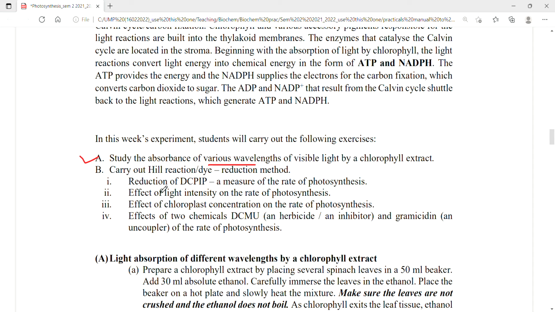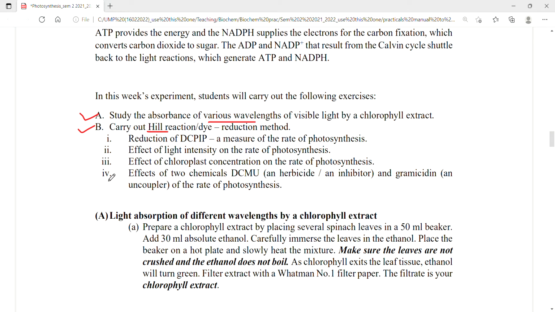Okay, and then we're going to look into the Hill reaction, where a reduction method is applied, looking into the reduction of DCPIP. If more exposure is given to the chloroplast extract, will it cause more of the DCPIP to change color? So that's what we are intending to see.